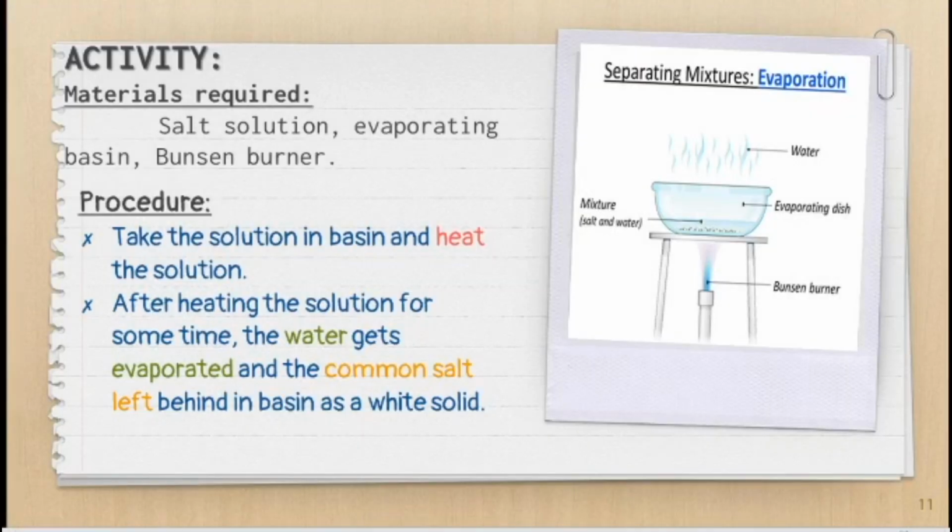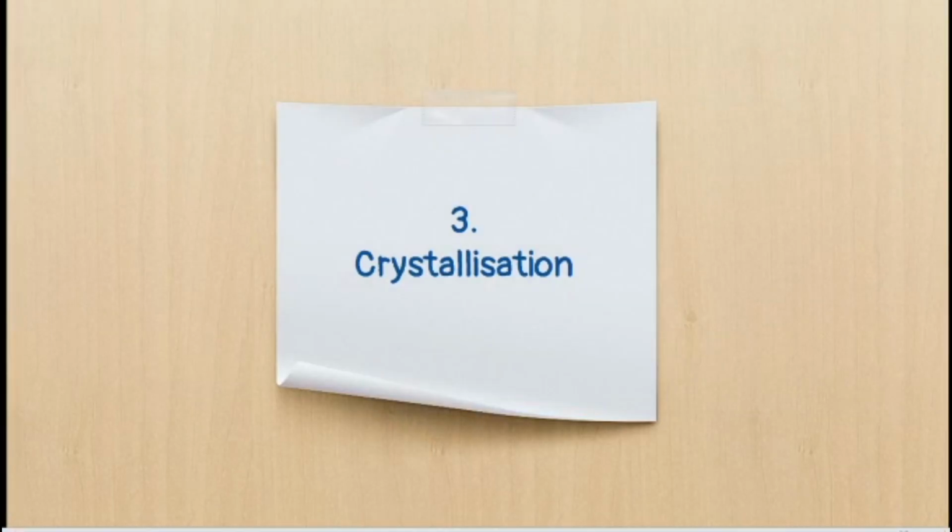So there is an activity. The materials are salt solution, an evaporating basin, and a Bunsen burner. We just heat the solution in that basin. After heating the solution, we get common salt left behind in the basin because the water gets evaporated. So this is the method we have used for common salt.